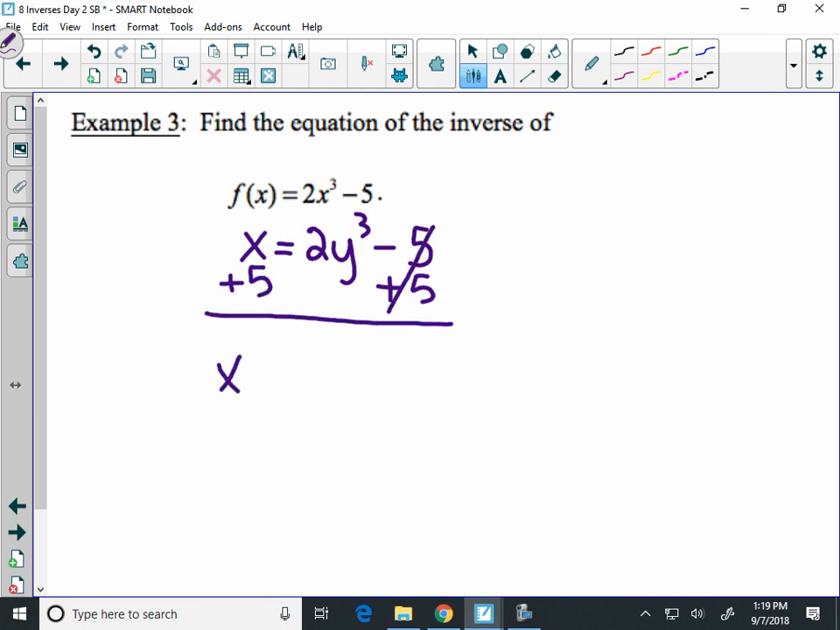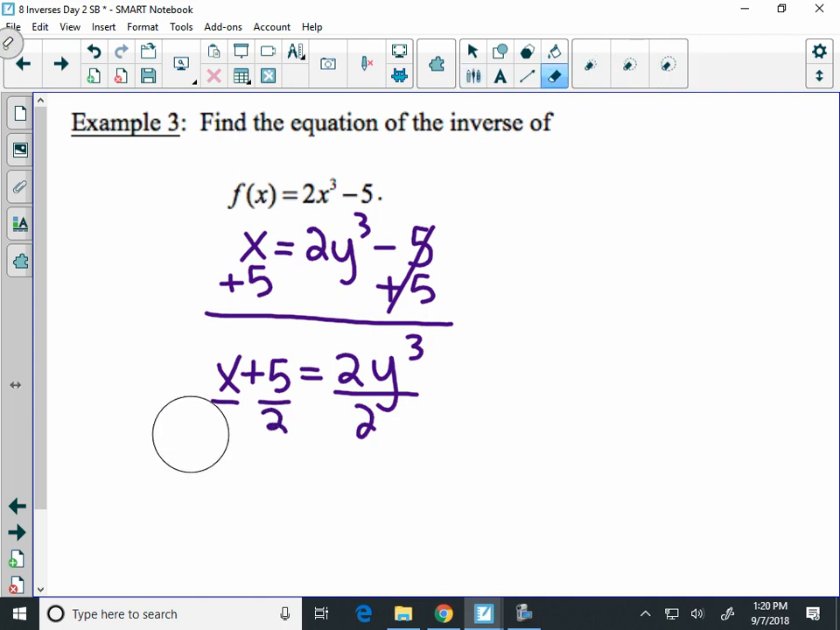And it'll give me x plus 5 equals 2y cubed. Now, do I divide by 2 next, or do I do something with the cubed? I think you do divide by 2. Now, there's 2 ways you can write this. You can either divide both terms by 2, that's totally fine, or you can do divided by 2 all as one thing. It doesn't really matter as long as, if you can simplify, you simplify later on. All right, so I'm going to write it like that just because that's what I feel like doing.